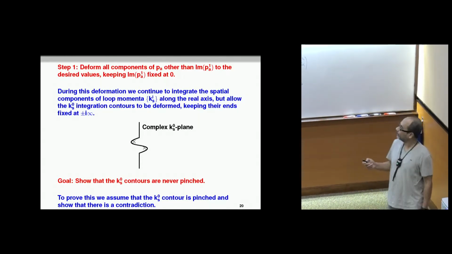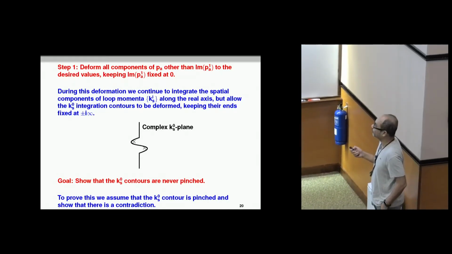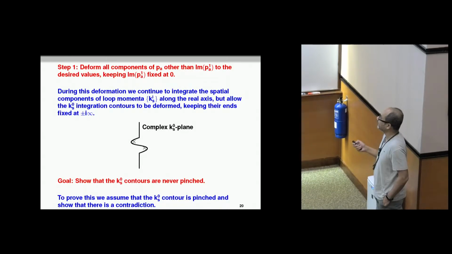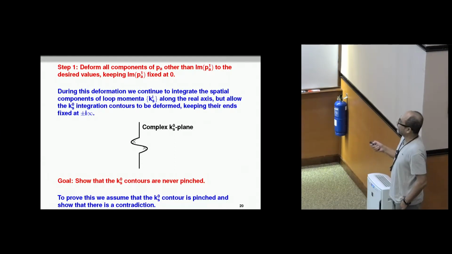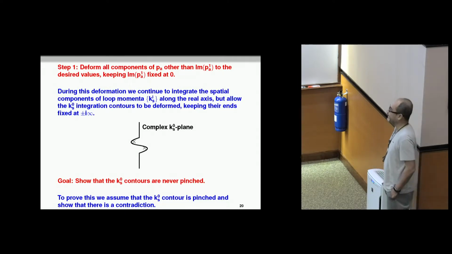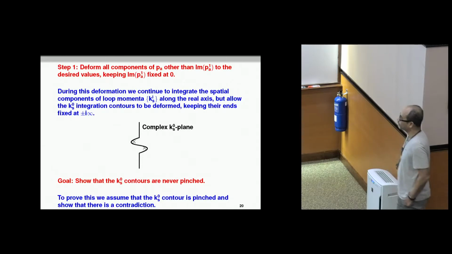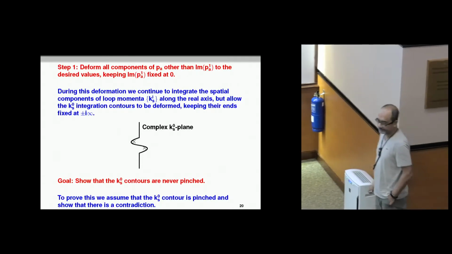Okay? So the way we will deform the contour is the following, that we continue to integrate the spatial components of loop momenta, all the spatial components along the real axis. Because of course P equal to 0 is started along the real axis. But we will allow the Ks0 integration contours to be deformed, keeping their ends fixed at plus minus I infinity. So we will allow the Ks0 integration contours to be deformed like this, but all the spatial components will be integrated along the real axis. And the goal will be to show that the K0 contours are never pinched.